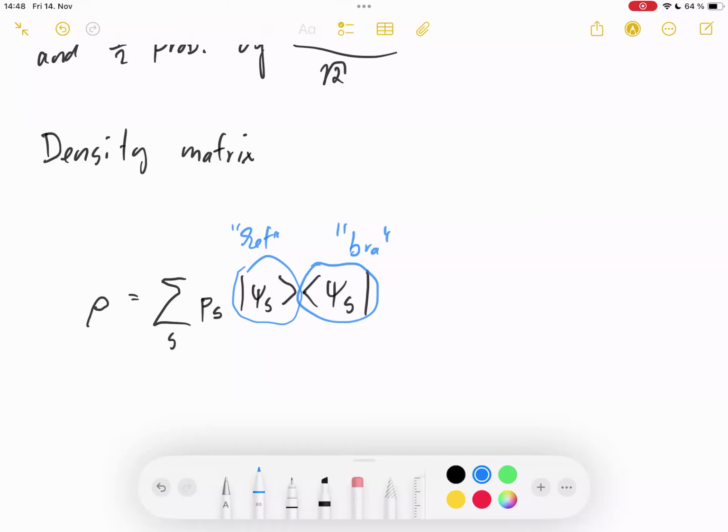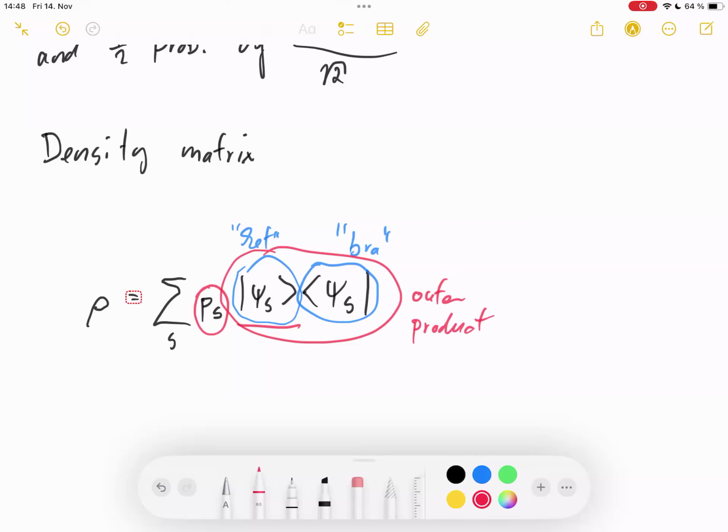So this is a sum, and we have this probability p_s, which is the fraction of the ensemble in each pure state, and this is the pure state, our psi_s ket, and we have this outer product. So this is the outer product of psi_s ket times psi_s bra. We will see in a moment how they relate to each other.